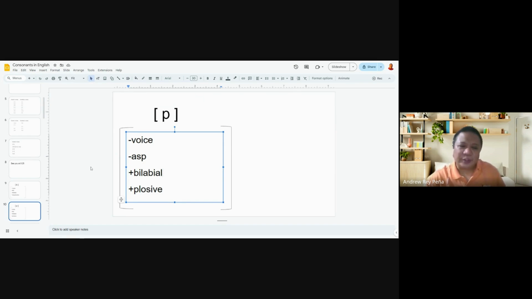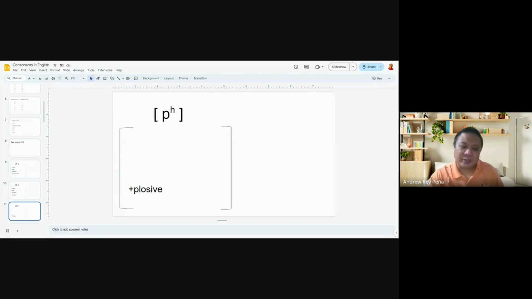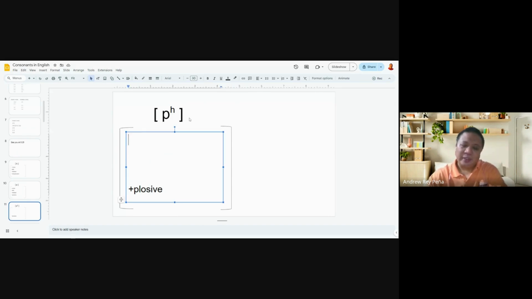Okay, so the only difference between the b and the p is the voicing. B is voiced, p is voiceless. Now we also have in English the aspirated p, which occurs at the start of words like power, paper, pint, pit, hat.